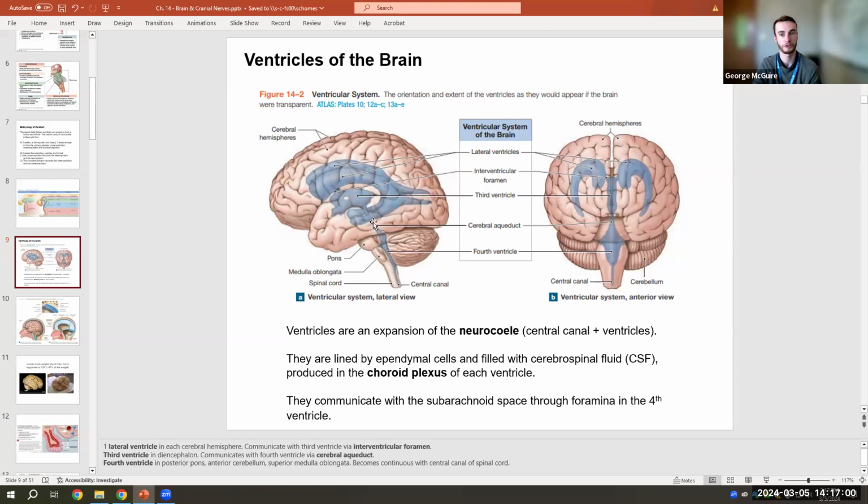Again, the fourth ventricle is connected to the third via the cerebral aqueduct. And then the third ventricle is connected to the two lateral ventricles via the interventricular foramen. And these are all full of cerebrospinal fluid.